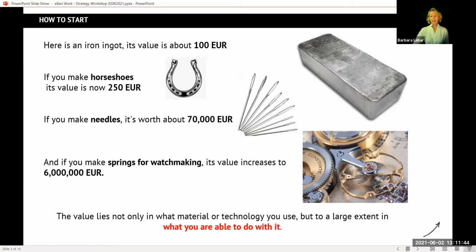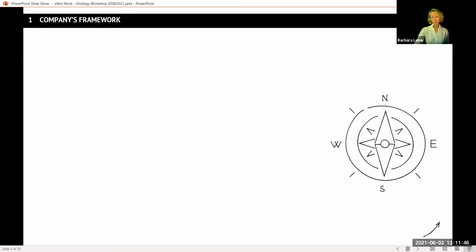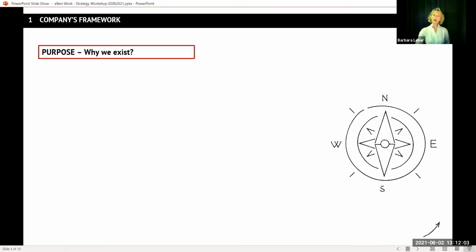Now, we need to understand what we want to make, what is the purpose of the company. That's very important for each and every company, and it's part of the company's framework. We see here the compass. Without the compass, we are lost in space. We don't know where to go. So we need to have a kind of compass. What is the compass for the company?